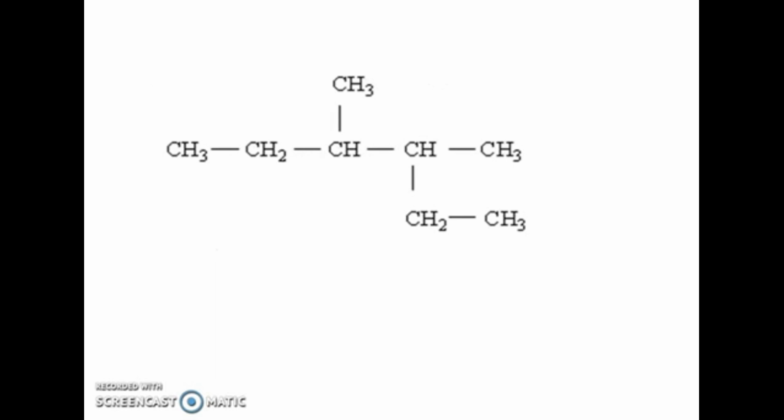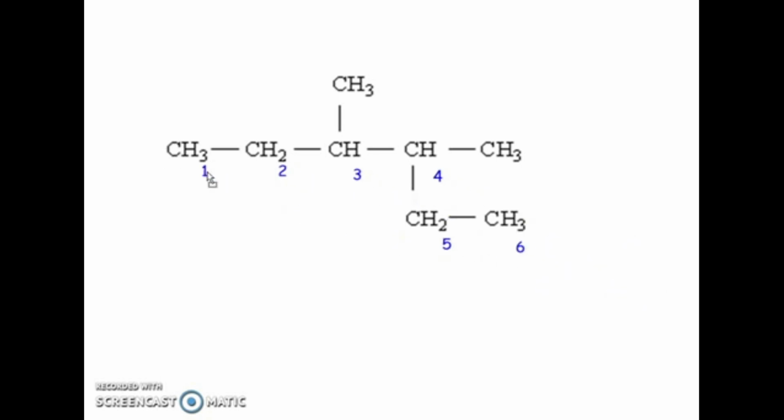Here's our first example. And again, the first thing we need to do is find the longest chain. If I were to go straight across, I would have 1, 2, 3, 4, 5. But if I go across and down, 1, 2, 3, 4, 5, 6, I have a longer chain. So notice I need to be looking at carbons that are connected by bonds, and I'm looking for the longest one. Then we're going to number them starting from both ends.